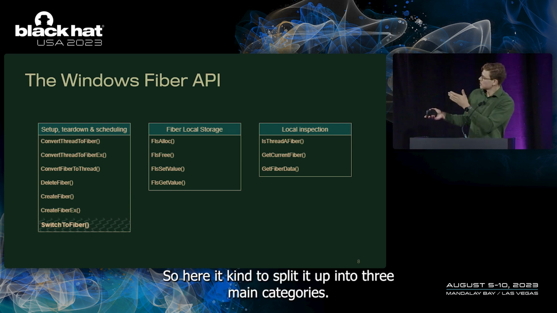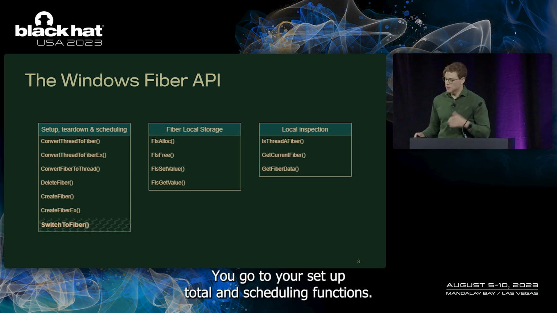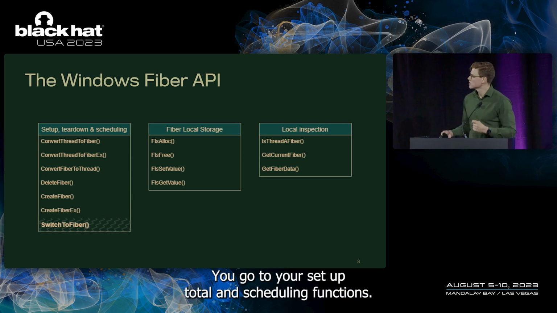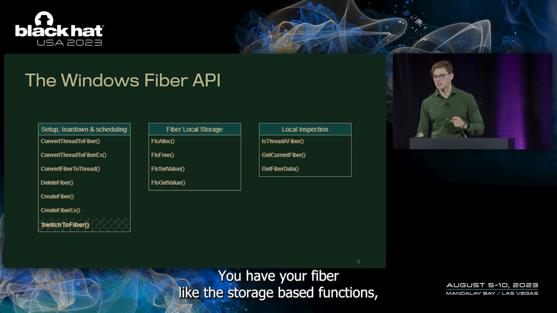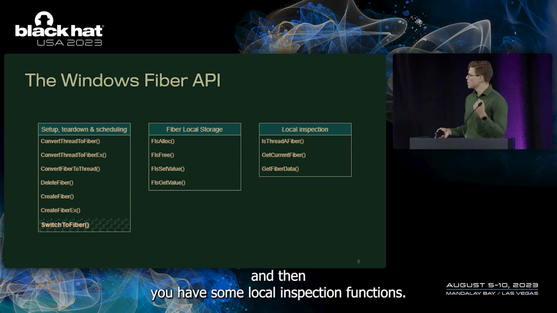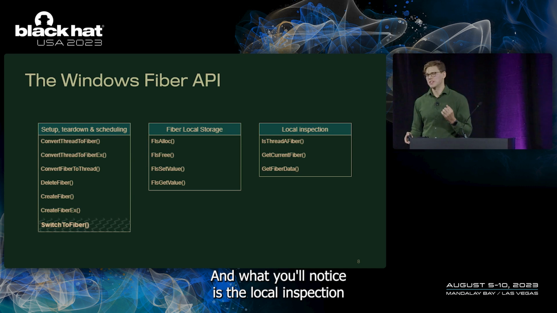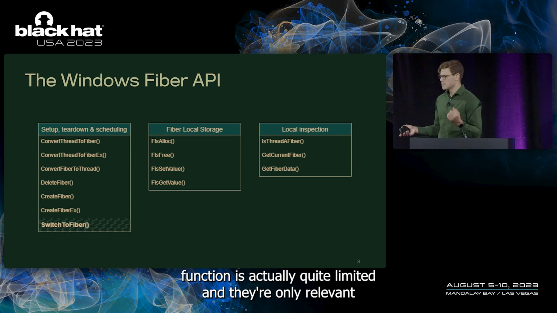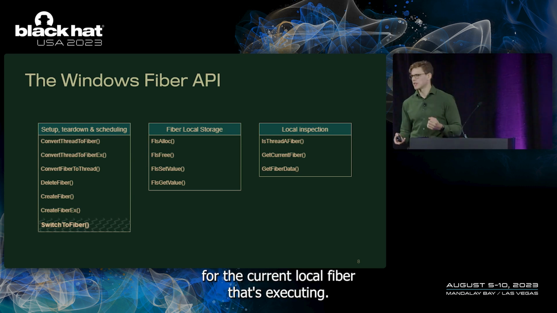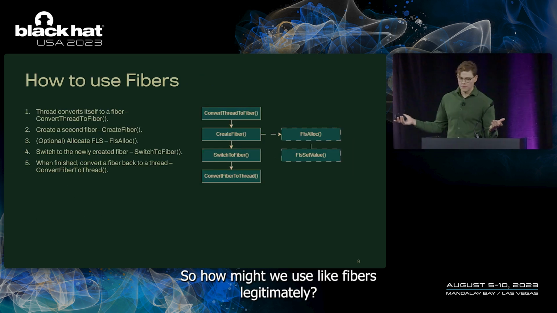So here I've kind of split it up into 3 main categories. You've got your setup, teardown, and scheduling functions. You have your fiber local storage-based functions. And then you have some local inspection functions. And what you'll notice is the local inspection functions are actually quite limited, and they're only relevant for the current local fiber that's executing.